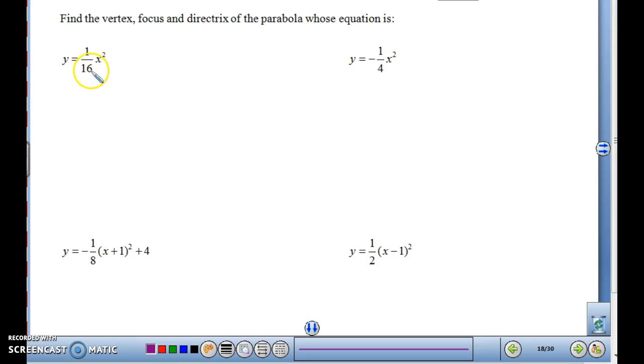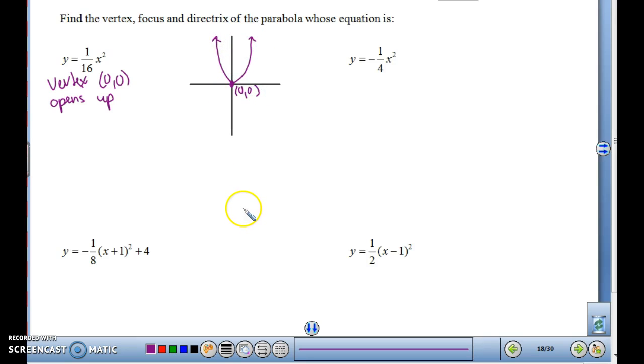So let's take a look at y equals 1/16 x squared. All right, so it's just x squared, so we know in general that's going to be just a parabola that has a vertex at 0, 0. So we know the vertex is going to be at 0, 0. Now, which way is this going to point? Well, it's positive here, so this is going to be pointing up, so it opens up. So just to draw myself a quick sketch, 0, 0 is my vertex. It's going to open up like this. Okay, so since this is opening up, the focus is above here somewhere, and the directrix is down here somewhere.